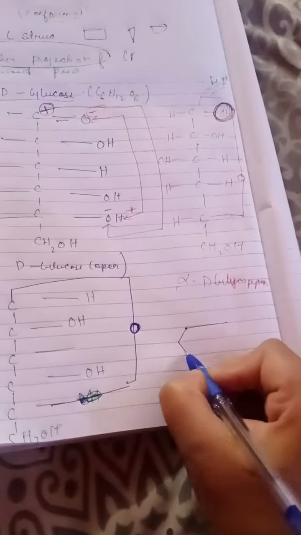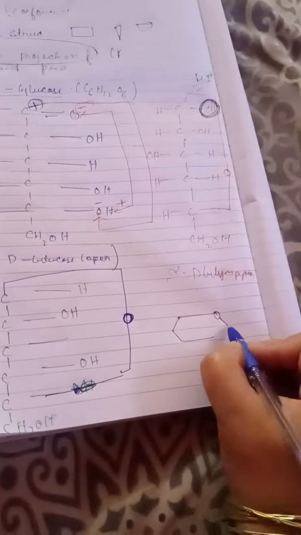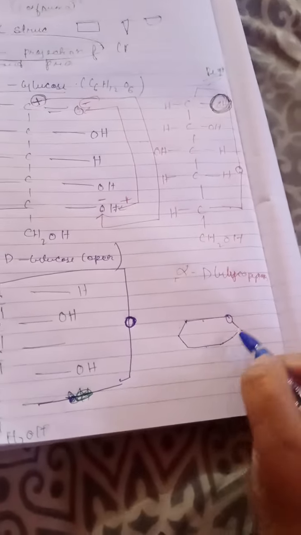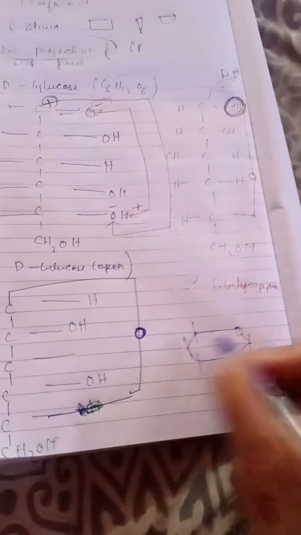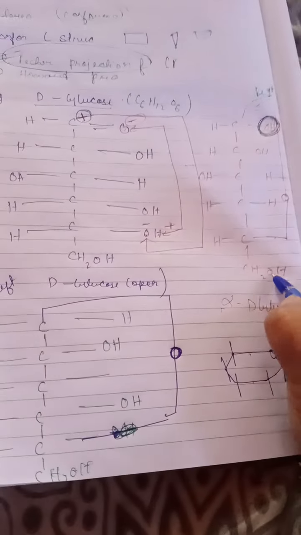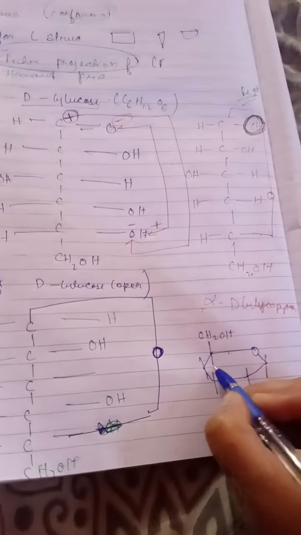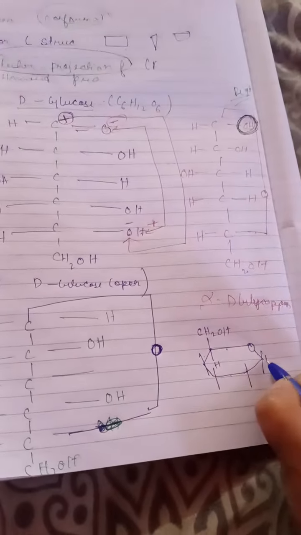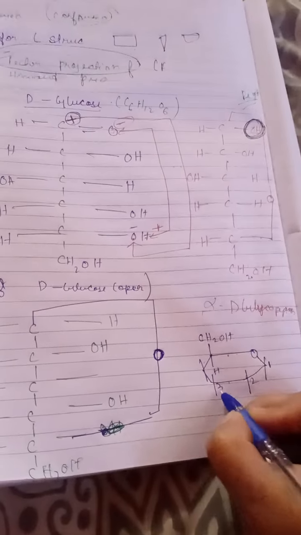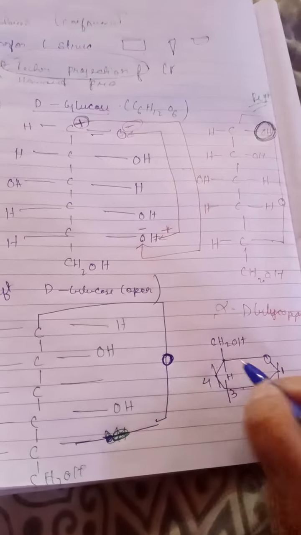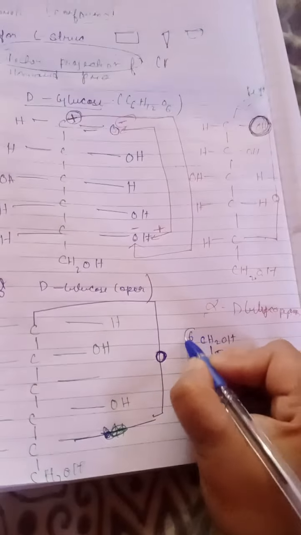You just remember one ring. This is known as the pyranose ring. This is a 6-member ring: 1, 2, 3, 4, 5, 6. Here one bond, one bond, another bond, another bond. Okay, you put here this CH2OH. You fix here CH2OH, and here H. You fix this position. Right here 1, 2, 3, 4, 5, and 6.